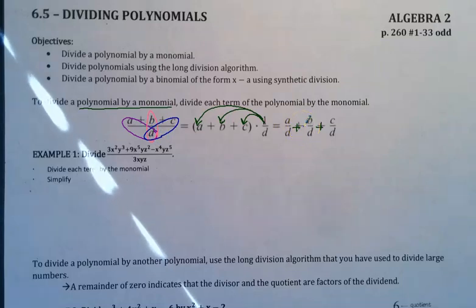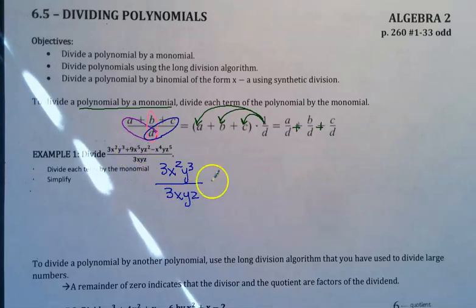Now, in example 1, I will rewrite it so that we have each of those. This is a trinomial, a polynomial. We have one term, a second term, a third term, and we're dividing it by a monomial, just a single term. The first thing we need to do is divide each term by the monomial. So we take the first term, 3x squared y cubed, and divide it by the monomial, 3xyz.